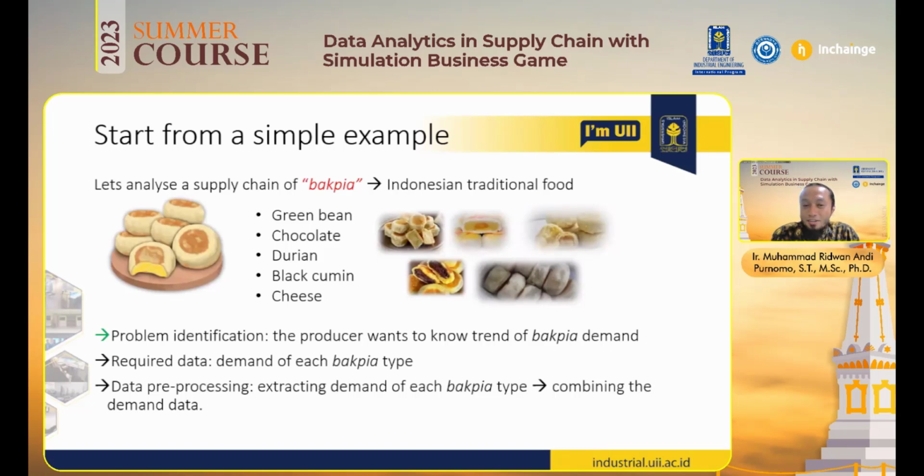You know bakpia? Bakpia is an Indonesian traditional food. If you look at this, there are 1, 2, 3, 4, 5 types of bakpia: green bean and chocolate, durian, black cumin, and also cheese. It looks delicious, not just looks actually, but really delicious. You can try. Okay, I'm sorry.